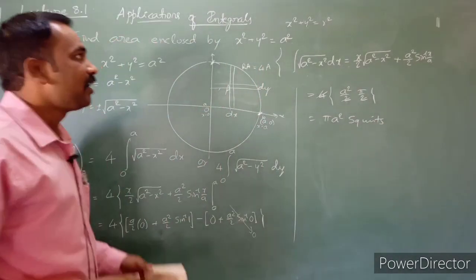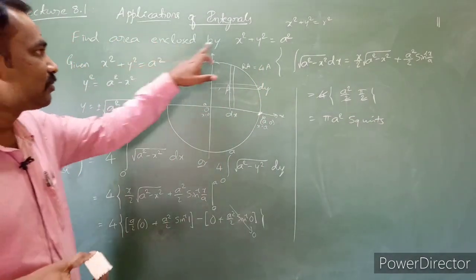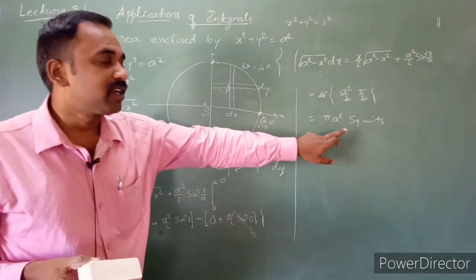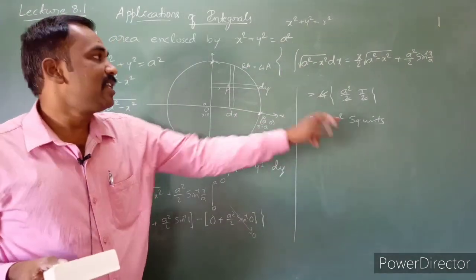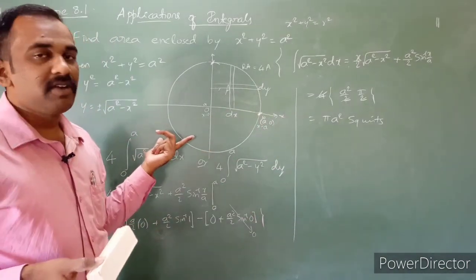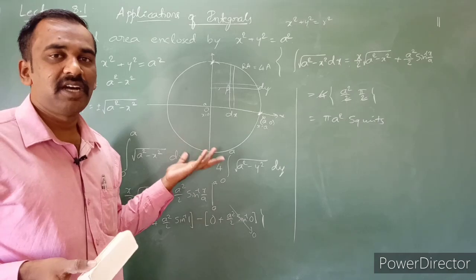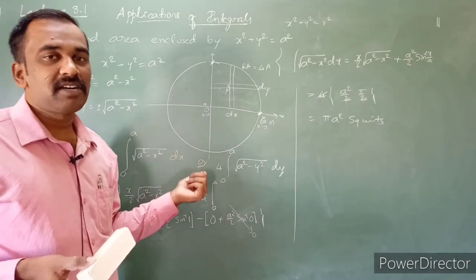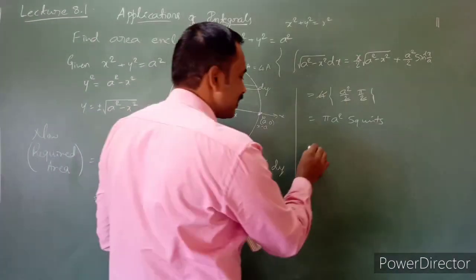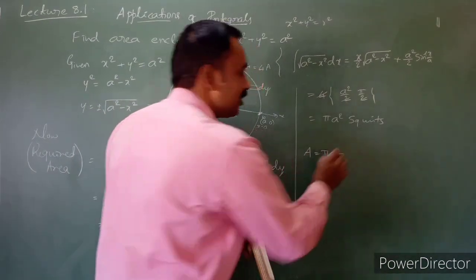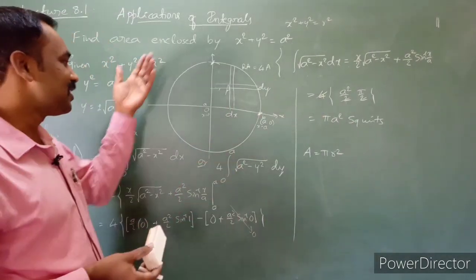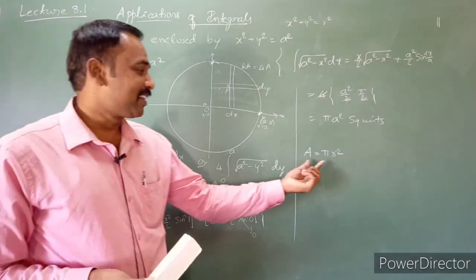What is the area under the curve, or the area enclosed by the circle x square plus y square is equal to a square? Pi a square, pi times radius square. That will give the required result. I got the required result. Already you know the formula: what is the area of the circle? Area of the circle is pi r square. You know that area of the circle is equal to pi r square. That one only we proved by using the integration. That's all. Nothing to worry.